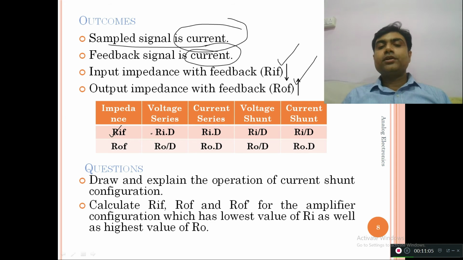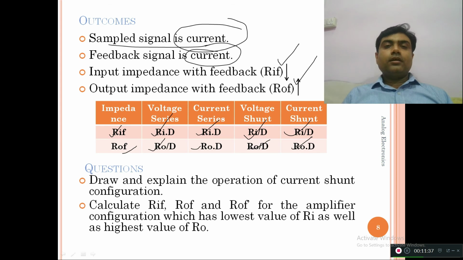So this is the important table which gives me the impedance value RIF: in case of voltage series configuration increased, in case of current series configuration increased, in case of voltage shunt configuration decreased, in case of current shunt configuration decreased. And when I talk about ROF, it has increased in case of voltage series configuration. In case of current series configuration it got increased, it got decreased in voltage shunt, and again it got increased in the current shunt configuration. So this sometimes becomes quite confusing, how to remember this.